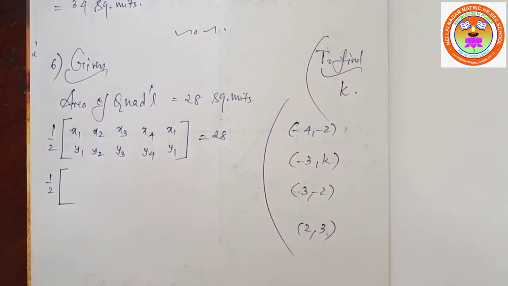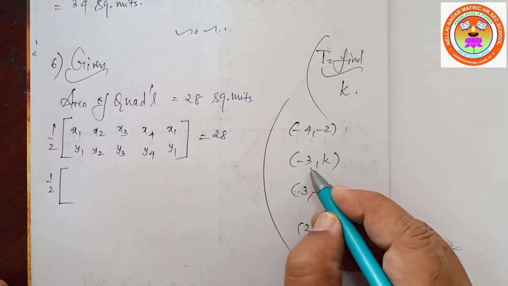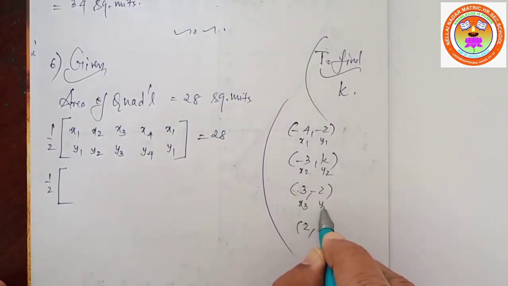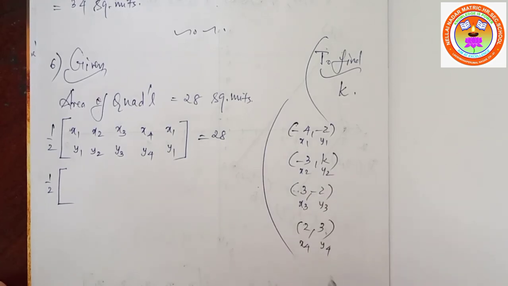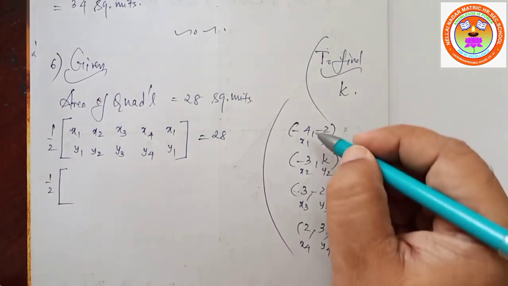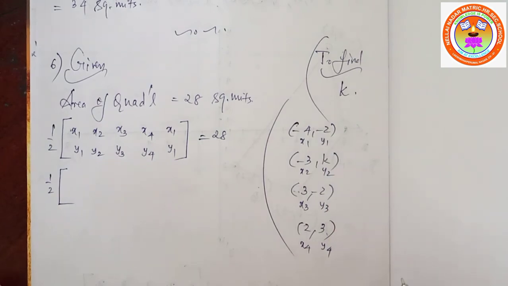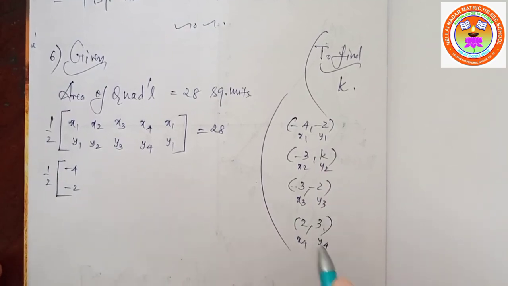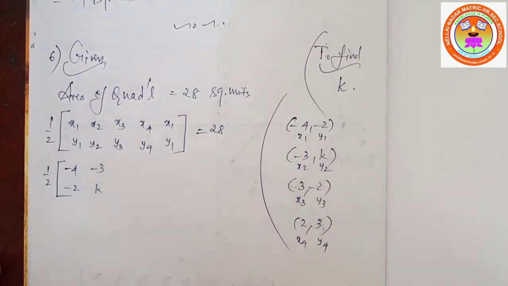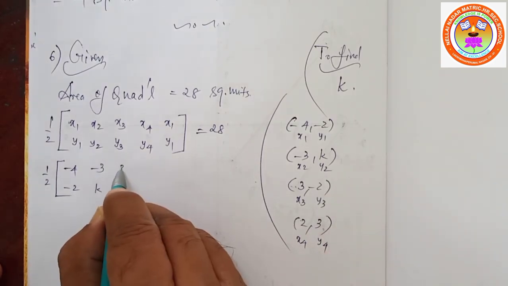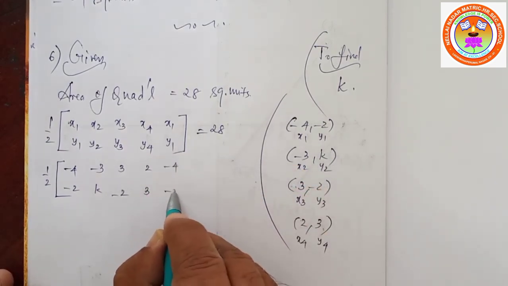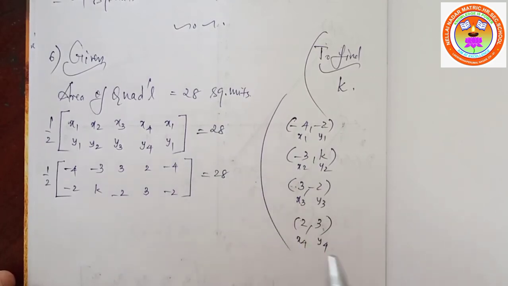Can consider them as x1 y1, x2 y2, x3 y3, x4 y4. The vertices taken in order, right? x1 y1 minus 4 minus 2, x2 y2 minus 3 k, x3 y3 3 minus 2, x4 y4 2 3, again x1 y1 minus 4 minus 2, that is equal to 28.